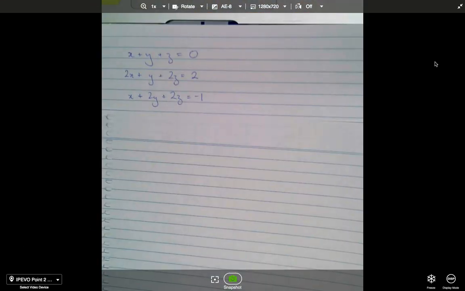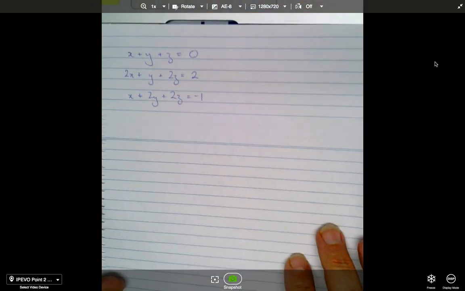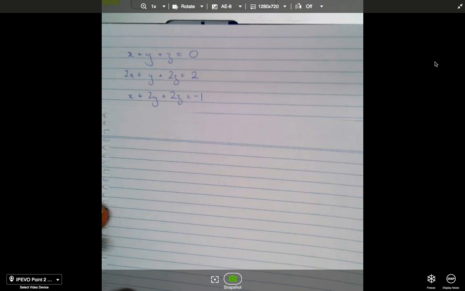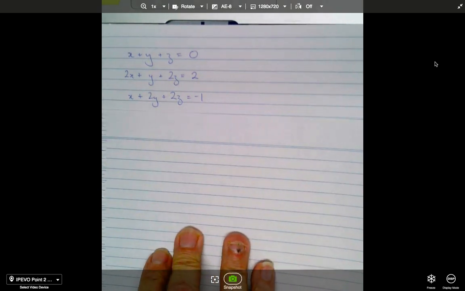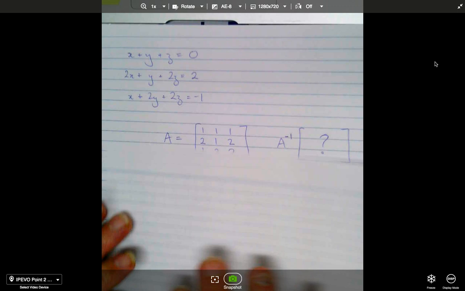Okay, so we're going to look at a few other things in terms of matrices. So let's look at this. We want to solve these three equations in three unknowns: x plus y plus z equals 0, 2x plus y plus 2z equals 2, x plus 2y plus 2z equals minus 1. So that's one thing we want to do.